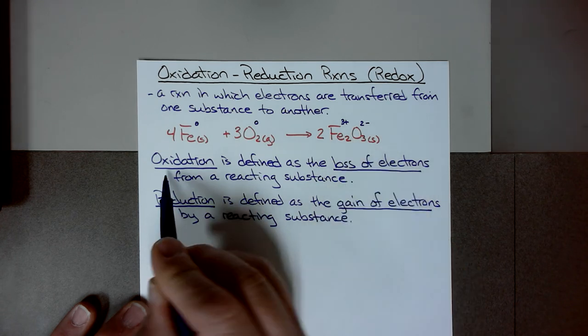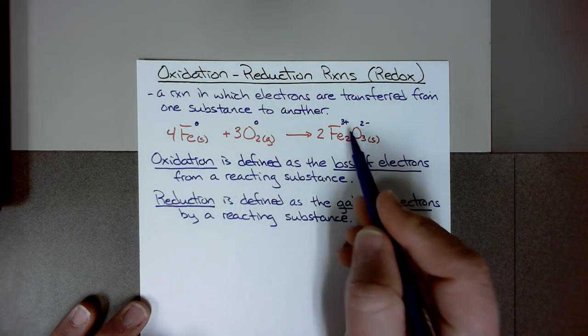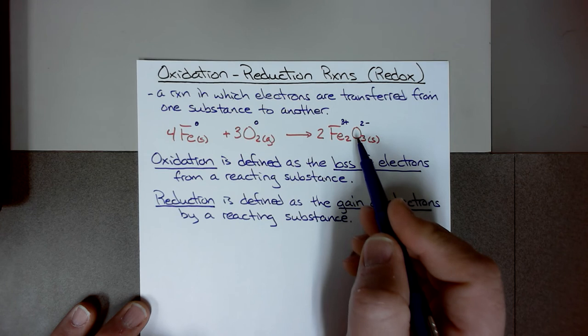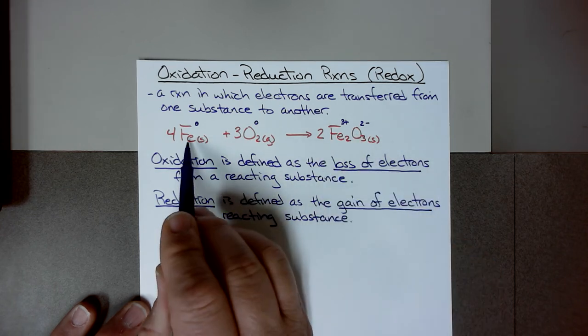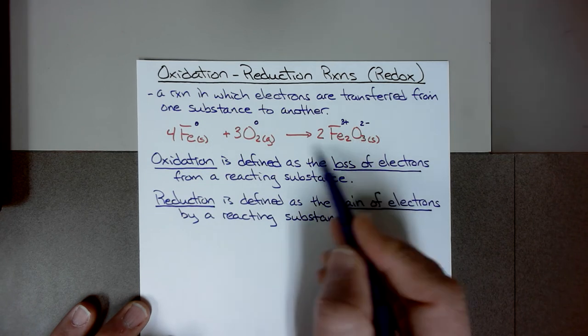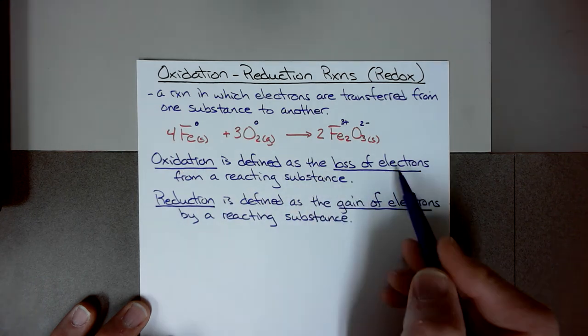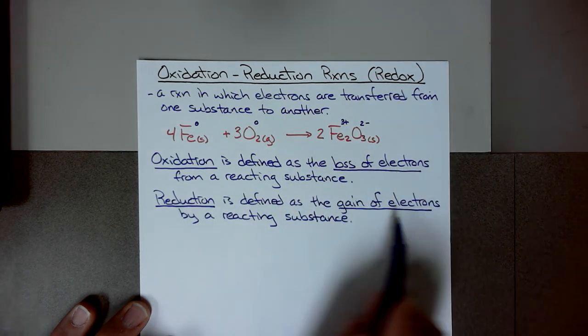And so they used the word oxidation. But later they realized that it's really all about the electrons, not just the oxygen. And so they realized that the iron is losing electrons when it gained oxygen. So they just kept the term oxidation as loss of electrons, and then reduction is the gain of electrons.